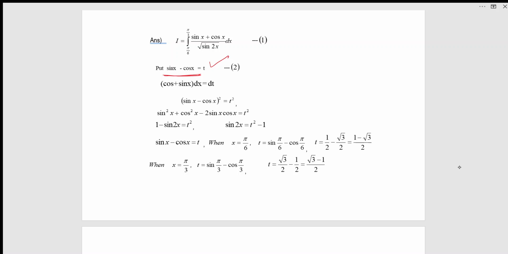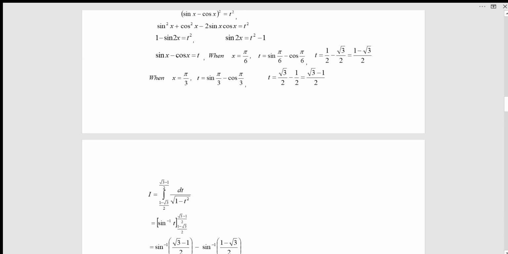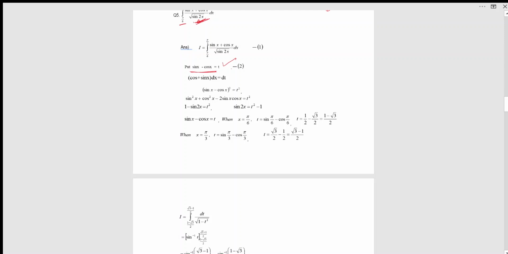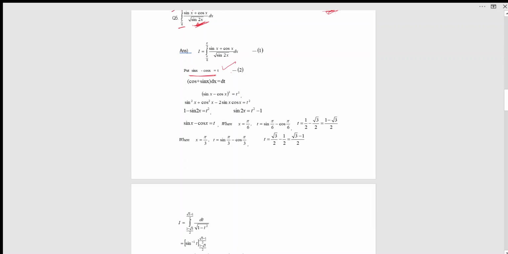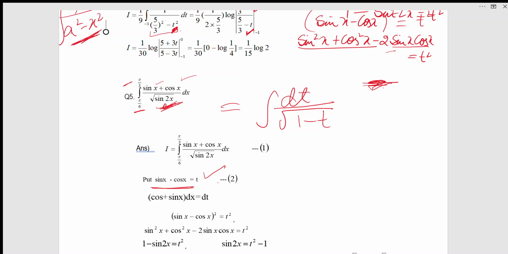When you differentiate, the numerator will become dt. Just a minute, my cursor is not moving. All right, let me write over here. After the substitution, the numerator becomes dt, and the denominator will become 1 minus t square, because I have already told you in the previous question that sin 2x will become 1 minus t square. And the limits you have to change.